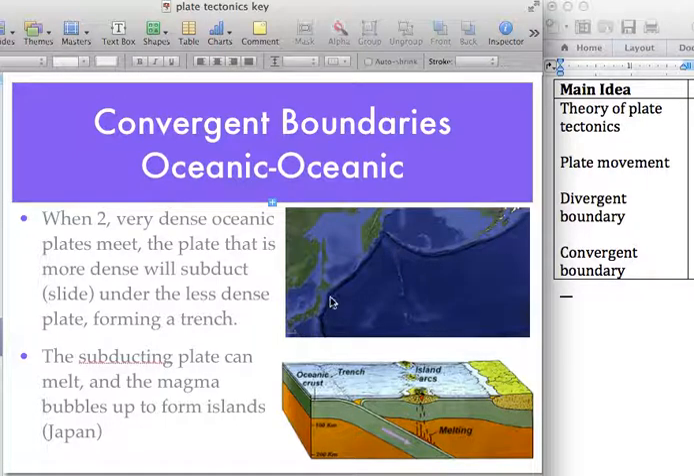Notice there's a really deep trench offshore of all of these, where the Pacific plate is getting pushed under either the North American or the Eurasian plate. Right? And as that plate, the Pacific plate, gets pushed down and melts, it bubbles up to form all of these islands.